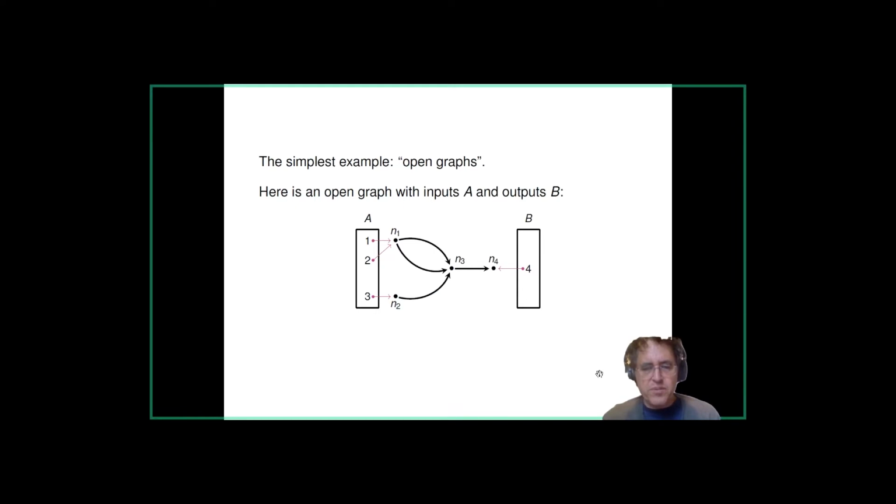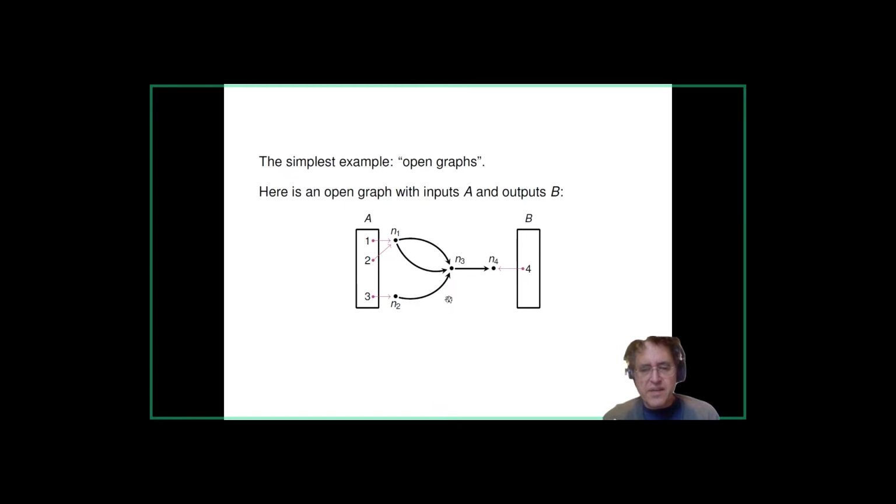So here's a picture of an open graph. What you see in the middle here is a graph. What makes it open is that we have two finite sets, A and B, and we have maps from those finite sets to the set of nodes of the graph. So the nodes N1 through N4 are these dots here, and we have functions from A and B to the set of nodes. You'll notice that I haven't labeled the edges of the graph, and we'll see why later.